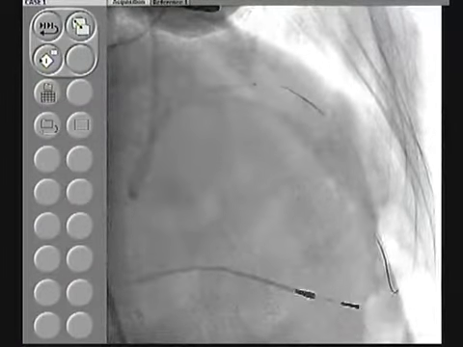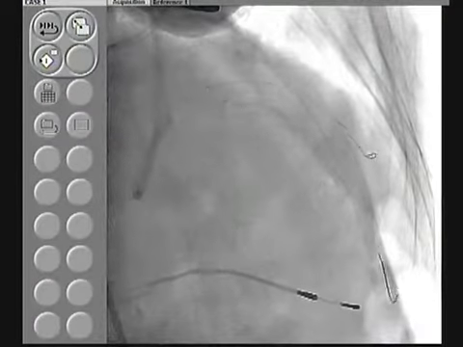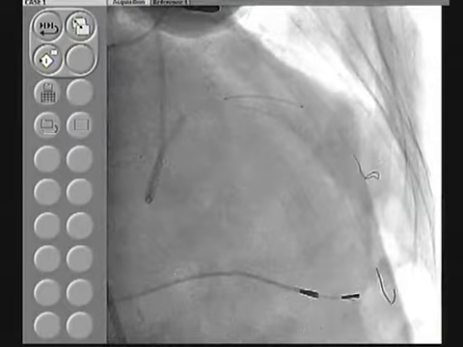We cannot aspirate, right? We just have to go forward. No, you can, a little bit, very little. Slow.